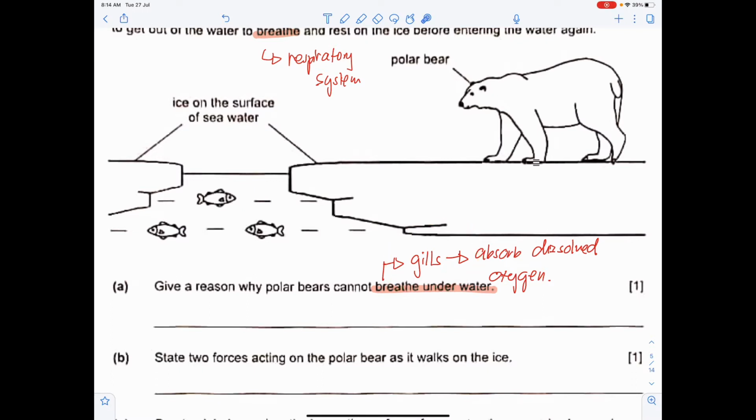So the answer would look something like, okay, the bear does not have gills to absorb dissolved oxygen in the water. So remember, it's always structure must link with function.